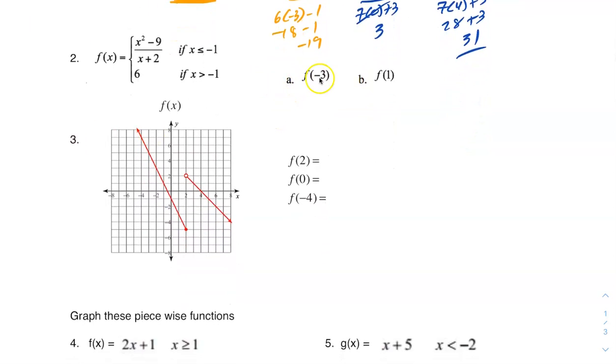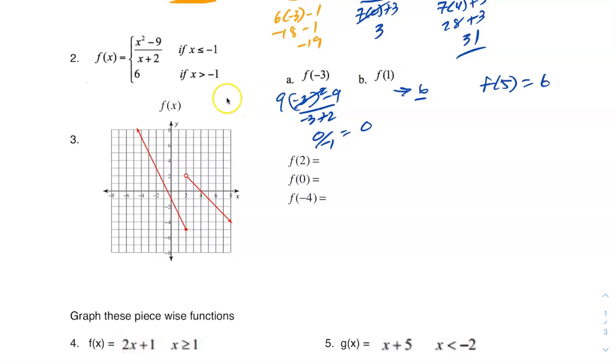F of -3, same idea, so it should go up here, because -3 is less than -1, so I'll type it in there. I get 9 minus 9 is 0 over -1, so I just get 0. F of 1, 1 is greater than -1, so in this case, you notice there's nothing to plug it into, so you just get 6. There's no x to plug into, so anything bigger than -1 is 6. So f of 5 would also be 6, because it's bigger than -1, it's just 6.